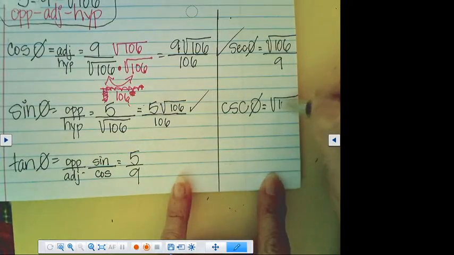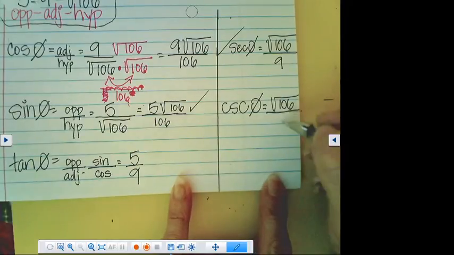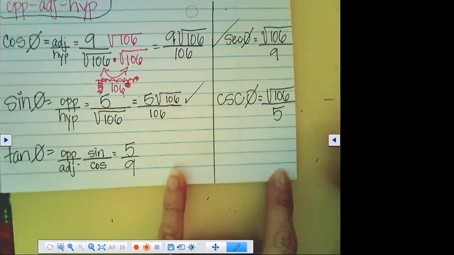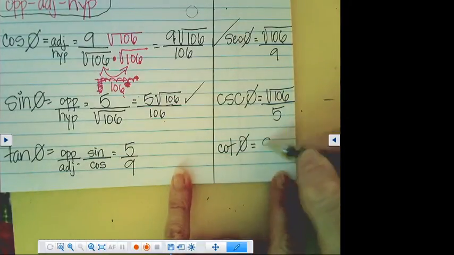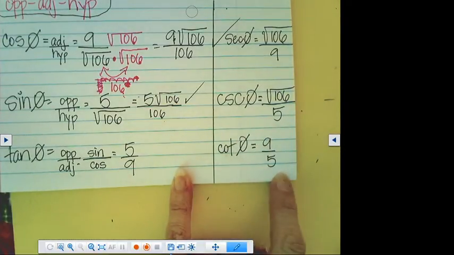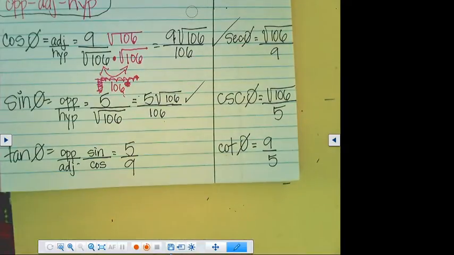Square root of 106 goes up to my numerator. 5 goes down to my denominator. And finally, cotangent, 9/5. Alright, good job. Very good.